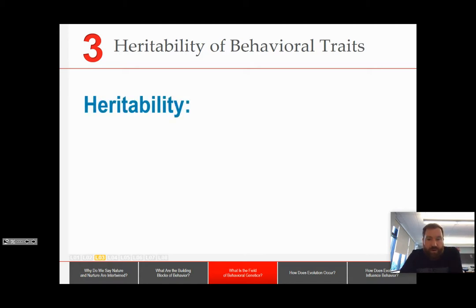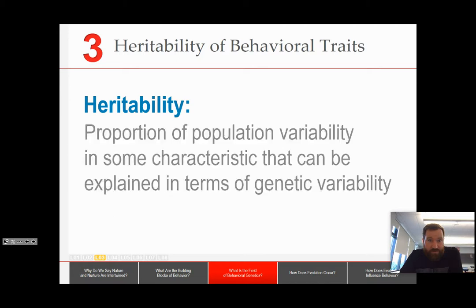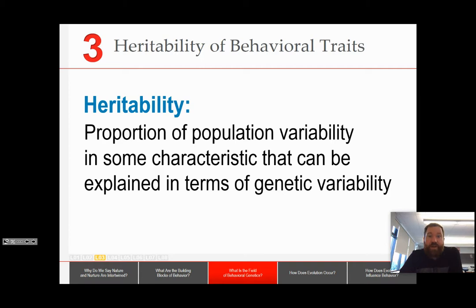Okay, heritability, and I'm going to give you the definition. Heritability is the proportion of population variability in some characteristic that can be explained in terms of genetic variability. Oh man, what a definition. Okay, it's the proportion of population variability. So the proportion of a difference or differences within a population in some characteristic that we're studying that can be explained in terms of differences in genetics. Okay, that's about as good as I can get in terms of a plain English definition here.